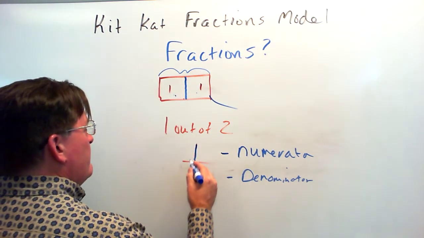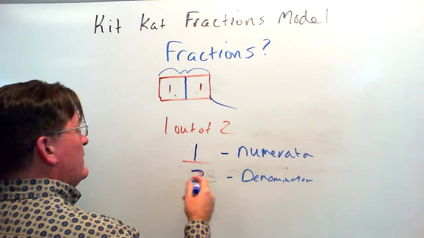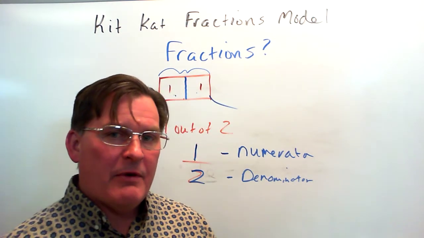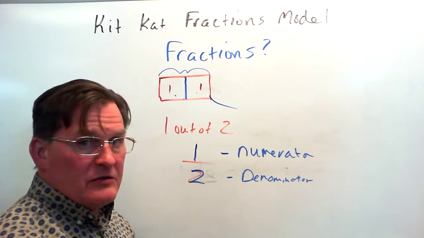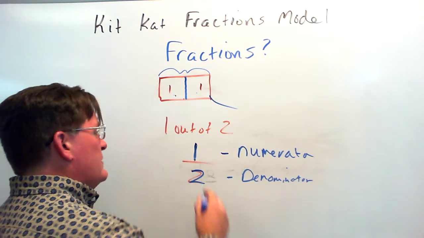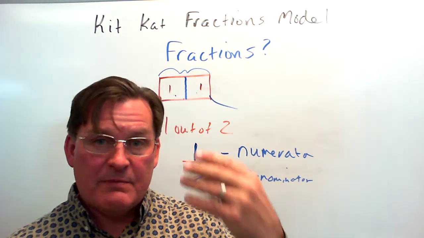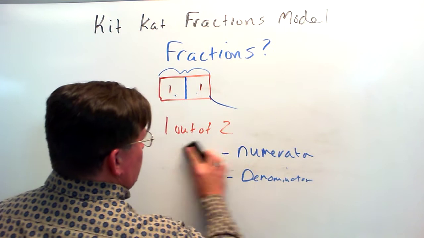The numerator then refers to I got 1 out of 2 of those pieces. So the numerator really describes, it answers the question, how much of the candy bar did I get? I got 1 out of the 2 pieces. I didn't get 2 out of the 2 pieces, I only got 1. So the numerator describes what part of the whole we're talking about, what specific part of the whole we're talking about. Now of course we can expand that.